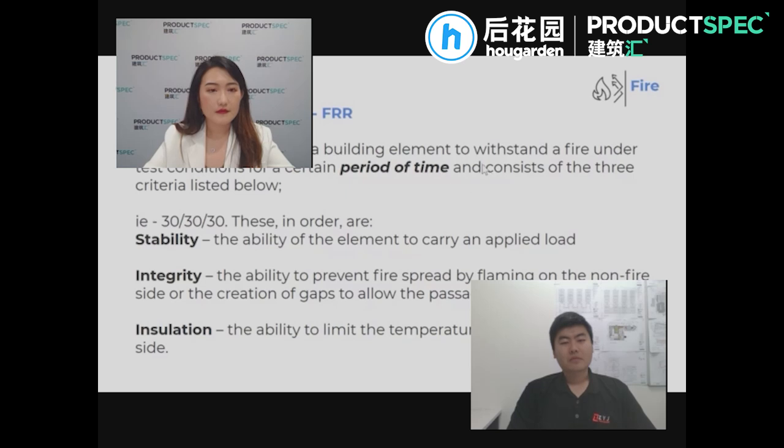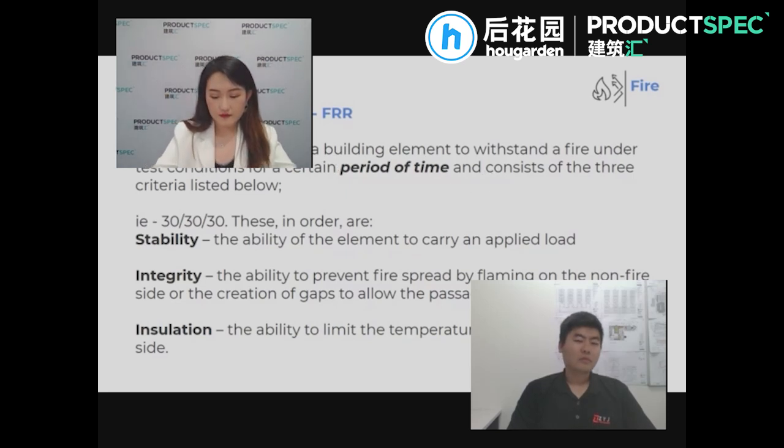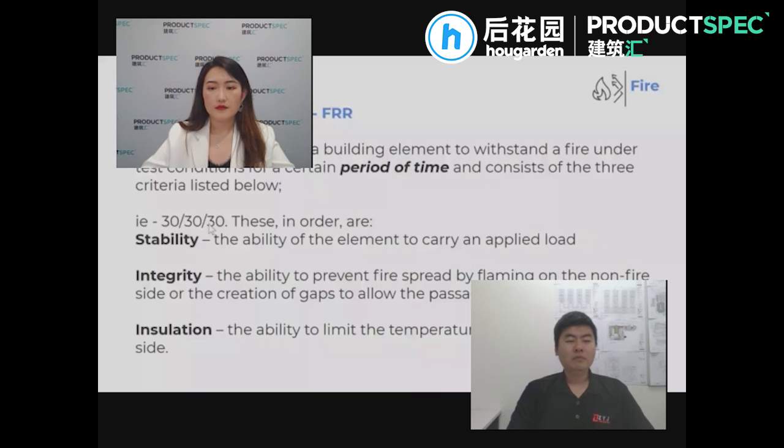So you need to understand a couple of things. Now, you'll see this type of text occur on plans and specifications, and that's the FRR, and that is the fire resistance rating. And that's the ability of a building element to withstand a fire under test conditions for a certain period of time, and consists of 3 criteria. Most of the time, the FRR will have 3 numbers. Sometimes you'll see it with a dash here because it's not required. Or it'll have a dash here and a dash here, and it only requires 30 minutes stability. Our system covers stability, integrity, and insulation. So we cover all 3 parameters with our standard specification.